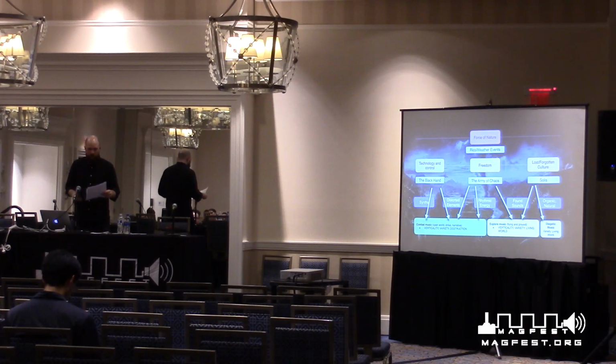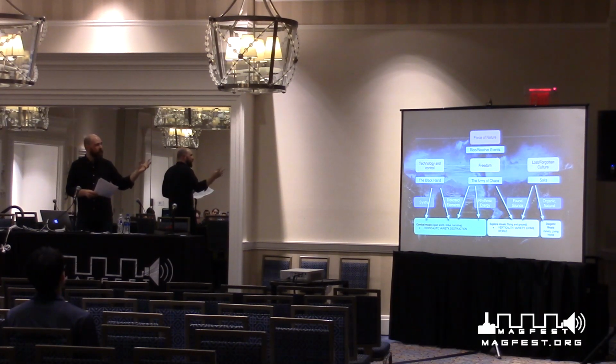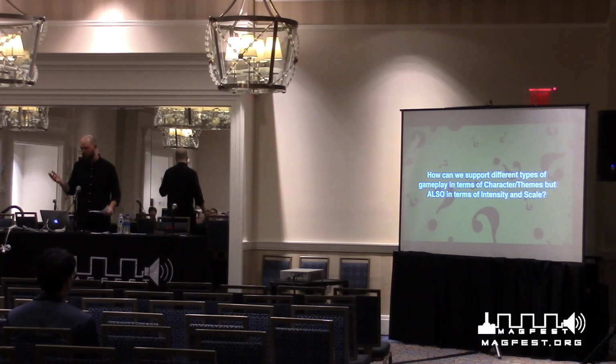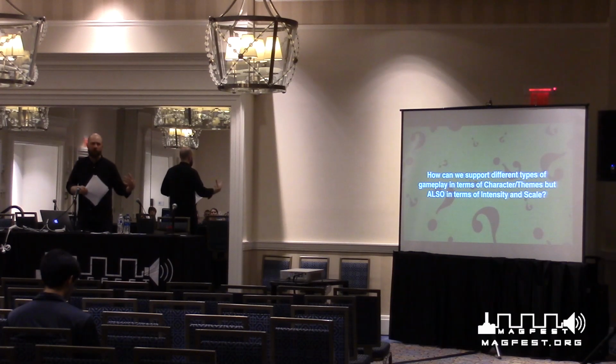Okay, but I'm missing an element. We haven't yet addressed the force of nature, Rico stuff at the very top that's overarching on the whole thing. So we have a gradient of characters and themes, but what we don't have is a three-dimensional way of addressing intensity and scale. Right? I talked about the three different types of combat, and right now we don't really have a way of addressing that. So the next question is, how can we support different types of gameplay in terms of character and theme, as we've discussed, but also in terms of intensity and scale, so that we can talk about the force of nature and the different types of combat and all those types of things.